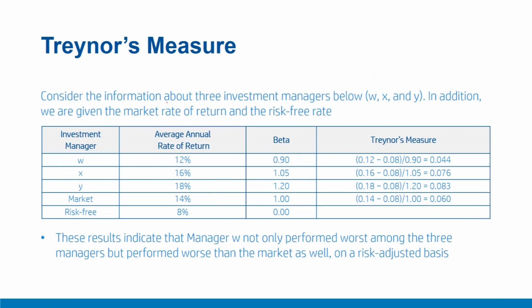Let's understand this through a simple example. Consider three managers, W, X, and Y, and their performances shown here in the form of average annual returns and the beta of their portfolios, W, X, Y, and market. We can compute Treynor's measure for them. Here these Treynor's measures for W, X, Y, and market are computed. We can clearly see that manager W performed worst, while X and Y perform better as compared to the market. If we are comparing it with market, that means X and Y are above the SML line, W is below the SML line, and Y has performed in fact best.